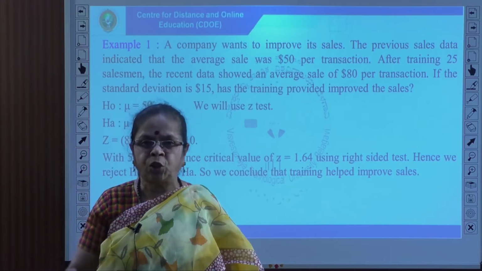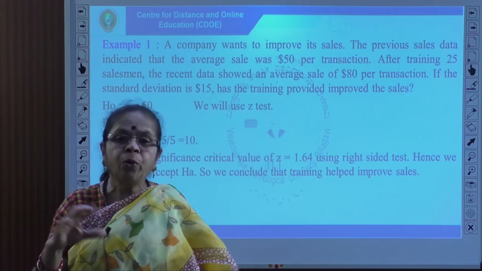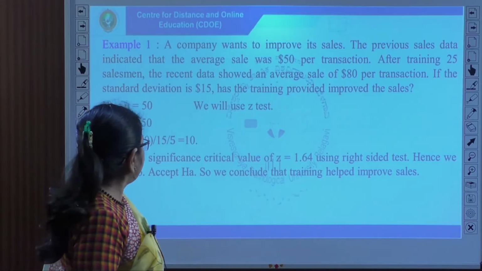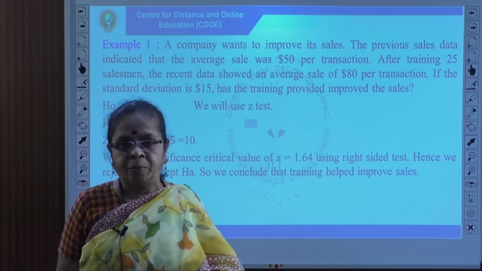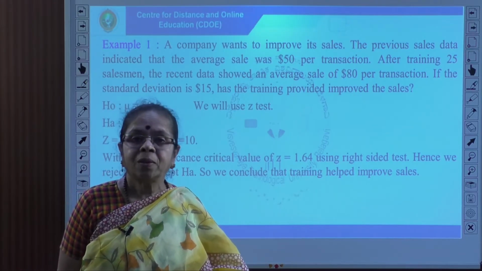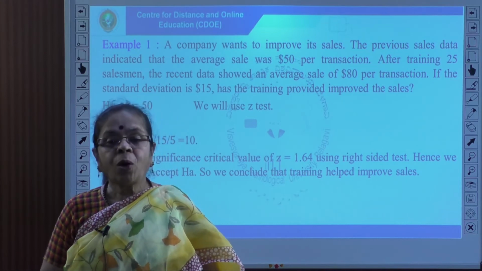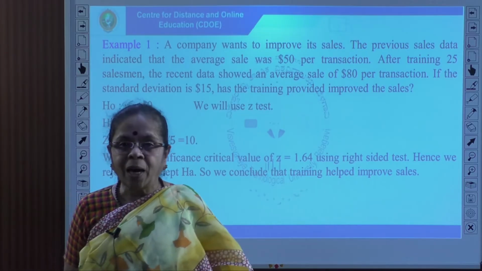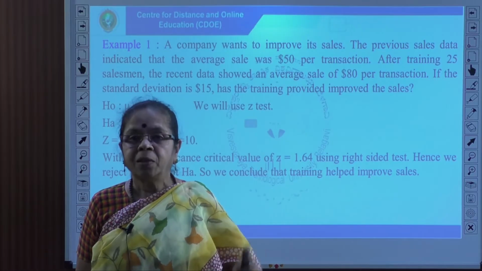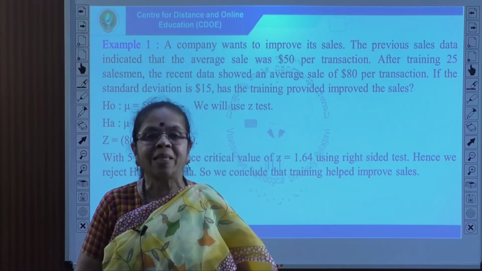So, what do I do? I reject H naught. Whenever the value of Z is greater than the critical value, you reject the null hypothesis; that is the test. I reject H naught means I accept HA. I accept HA means what? The mean transaction is greater than 50. So, what can I conclude? I can conclude that the training program has increased the sales. Therefore, the management can go ahead using this training program for all the salesmen.